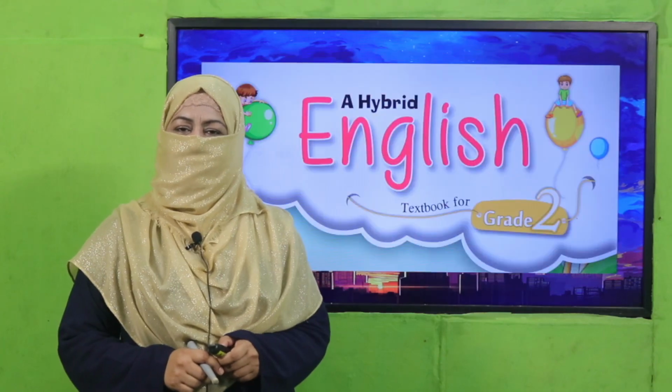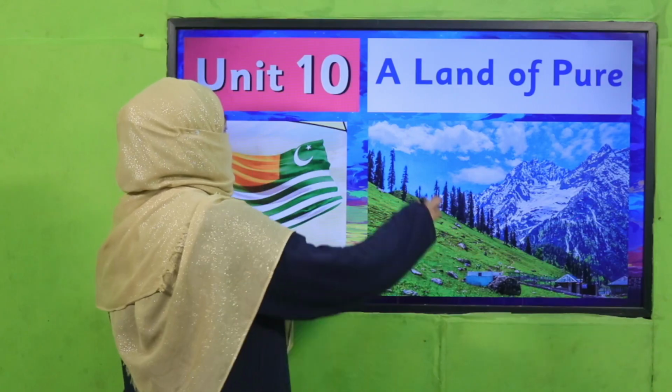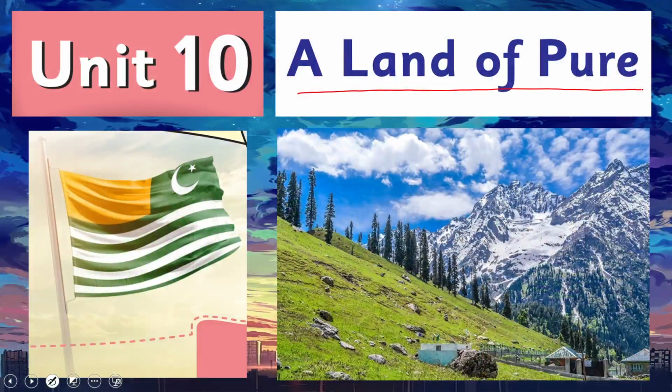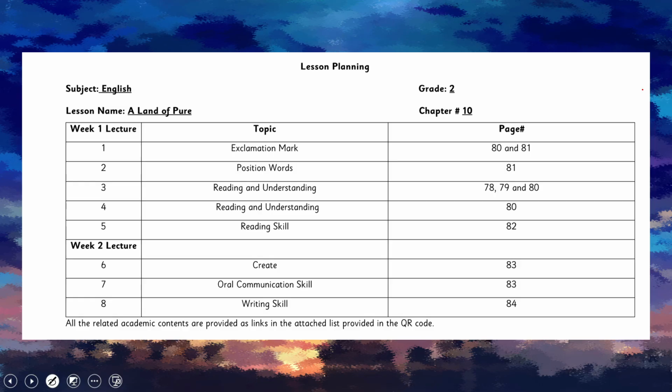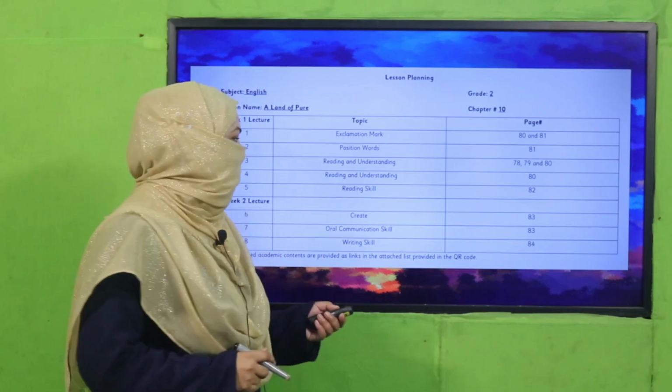That is English for grade 2. We are going to start unit 10. Its title is A Land of Pure. My dear fellow teachers, this is the SLO based lecture division for this unit. First, we'll discuss about it and then we'll discuss what this unit is all about.